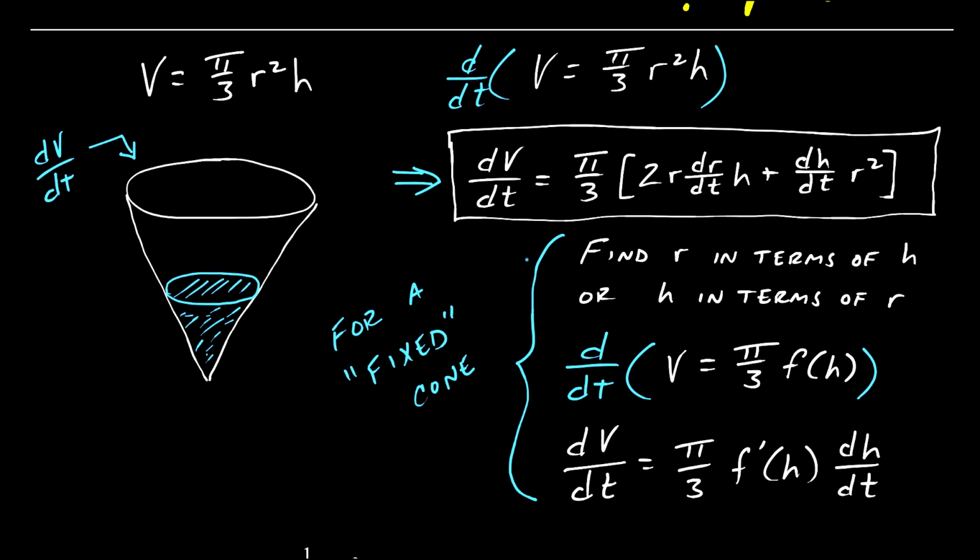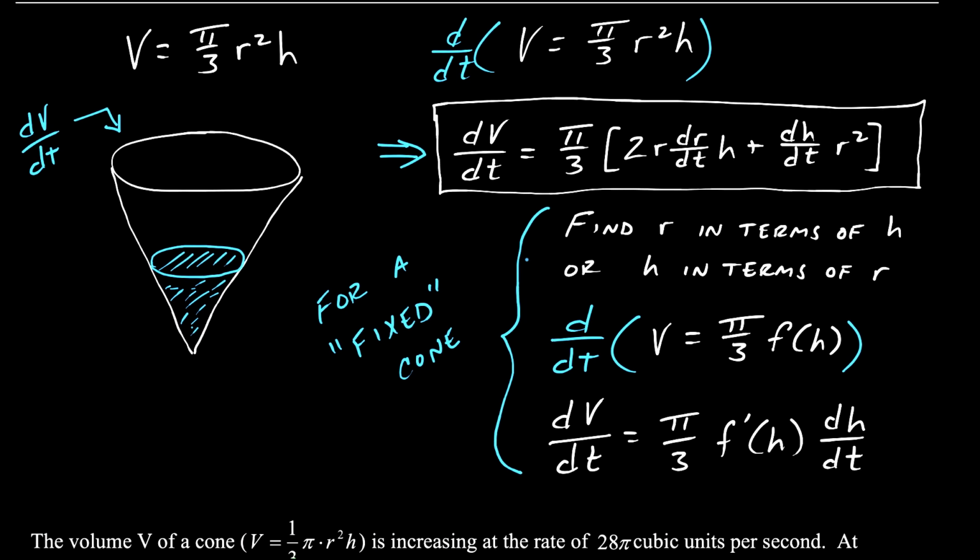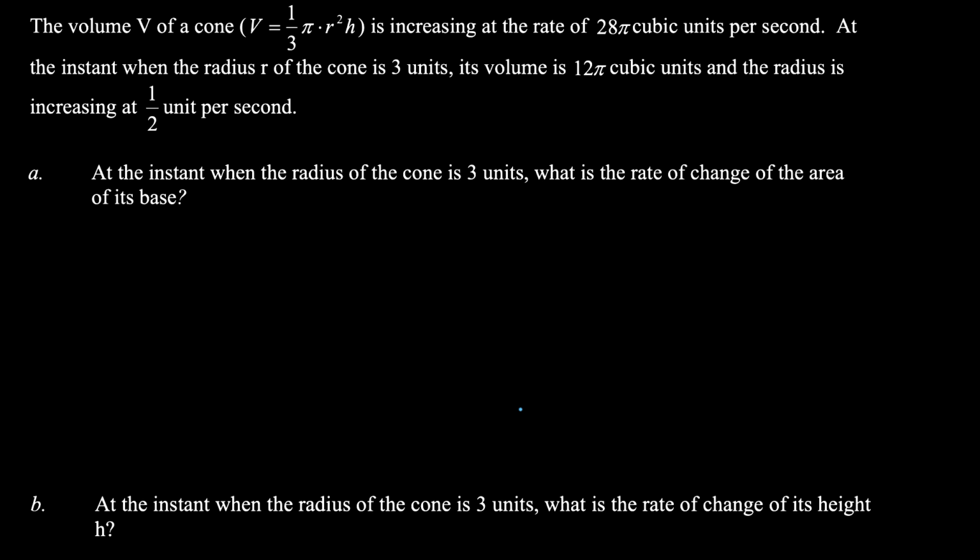because volume is a function of radius and height. But another option is, if there's a relationship between radius and height, to put volume in terms of radius or volume in terms of height, and then we'll have an easier problem that doesn't involve the product rule. Let's jump in and take a look at our examples.